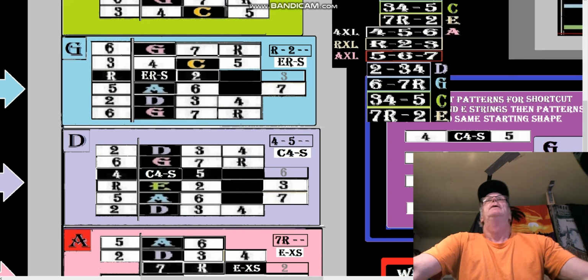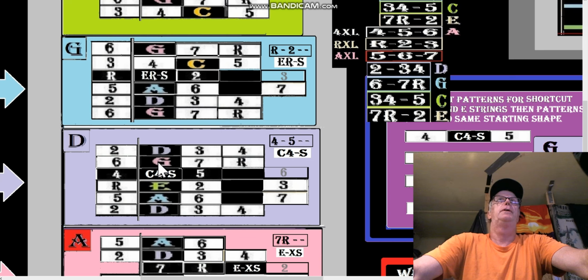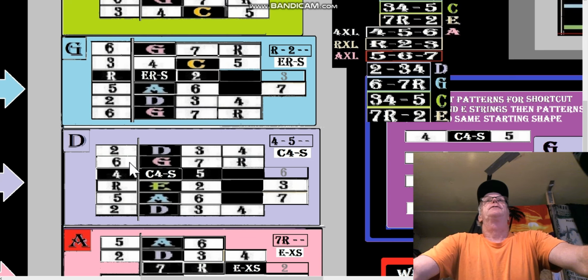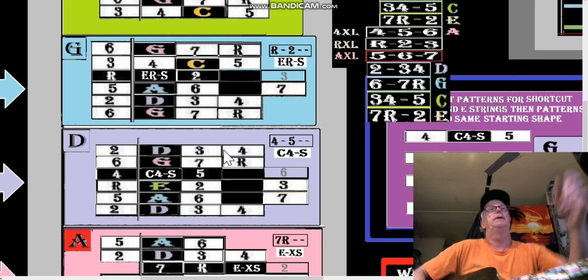Okay, we're back. I took a little break there. I was wrong about one thing. Look at this 6/7 root there. That's the fourth of the D shape. So the second string from the top here is going to go to the fourth of the G shape. So we're going to cut out early.